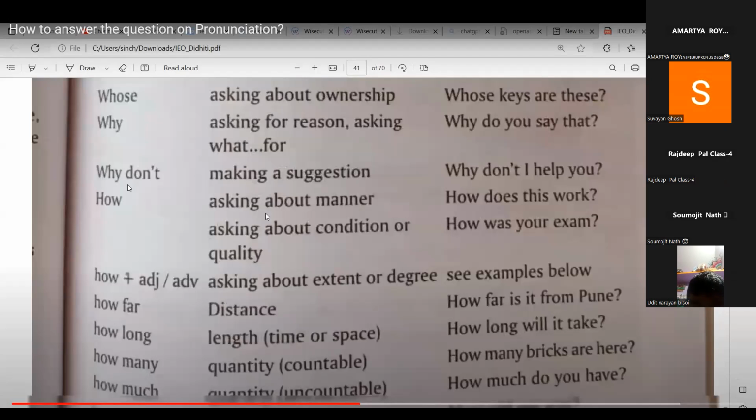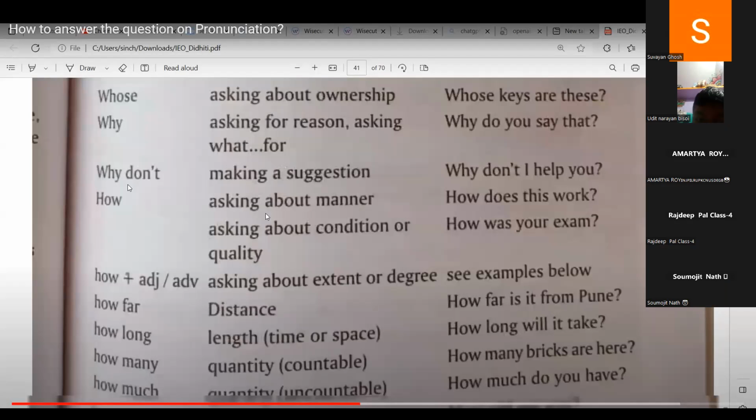Okay. Amatu, give me an example with why. Ma'am, I am telling about why. Yes, tell me. Why are you beating him? Why are you quarreling? Why are you quarreling with him? Very good. Excellent, Amatu. Yes, Rajdeep, why don't means making a suggestion.